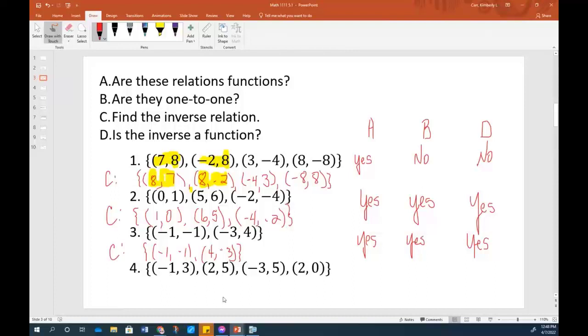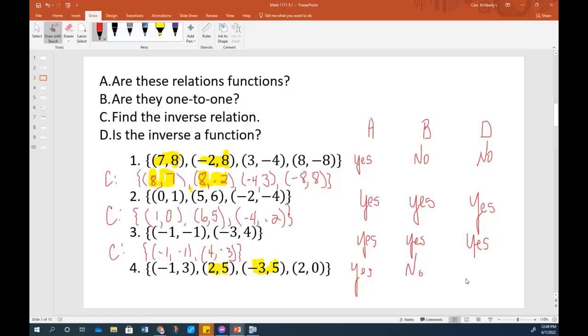Number 4, -1 goes with 3, 2 goes with 5, -3 goes with 5, 2 goes with 0. It is a function. Is it one-to-one? 0 goes with 2, 5 goes with -3, 5 goes with 2. That's a problem. I had the same y go with 2 different x's, which means this one is not one-to-one.